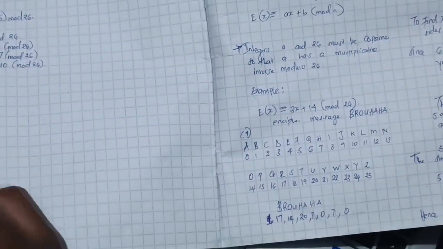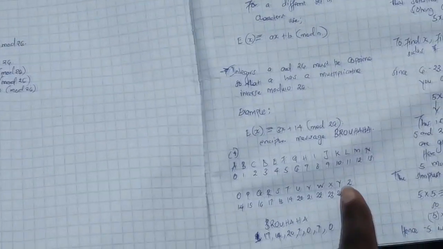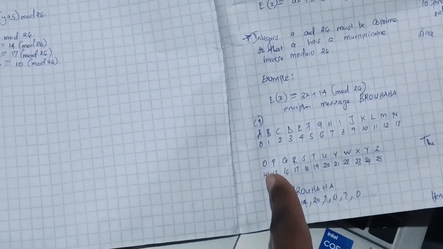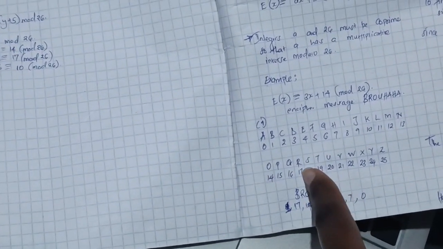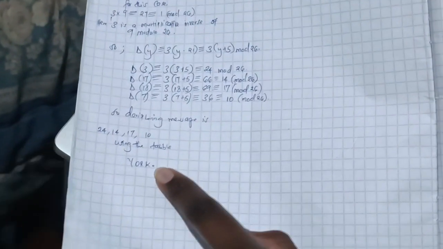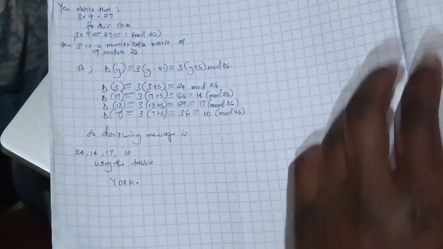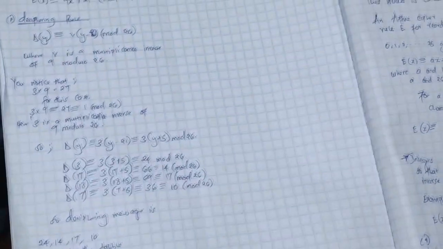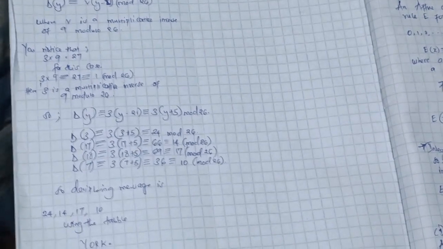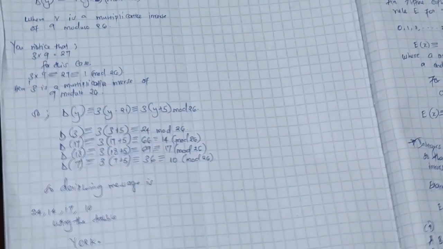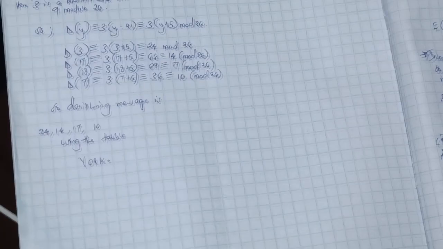When you run this message through the table, you'll find that 24 is letter Y, 14 is letter O, 17 is letter R, and 10 is letter K, and that gives you the word York. The deciphering rules and everything have brought us to the conclusion that the message was York, and that is the affine cipher.